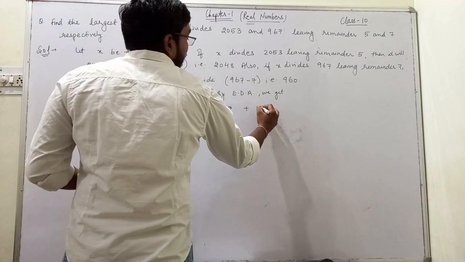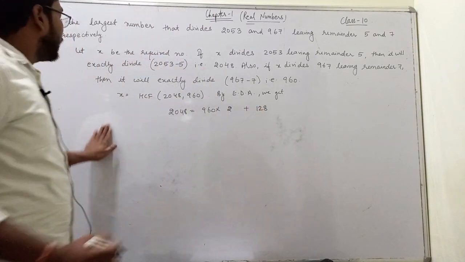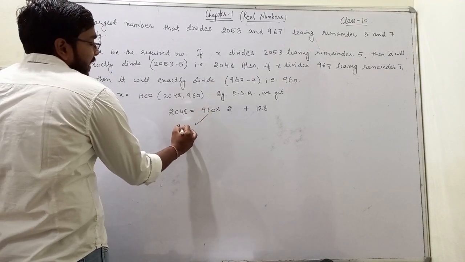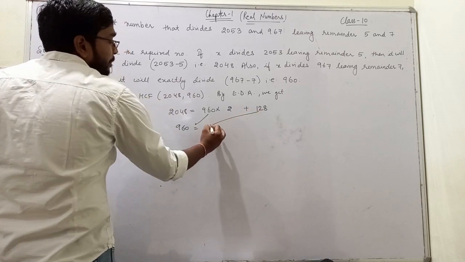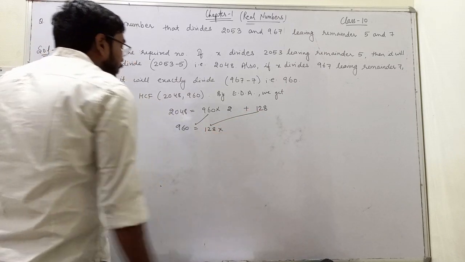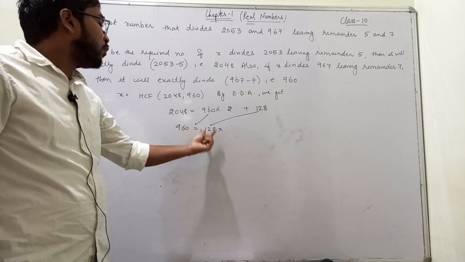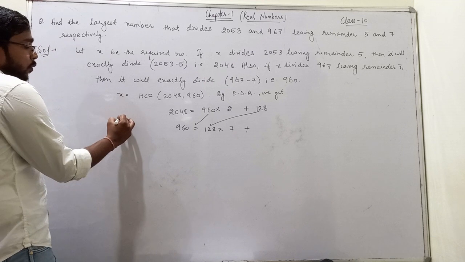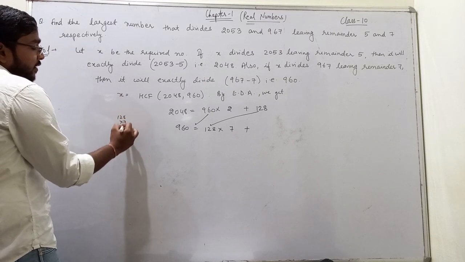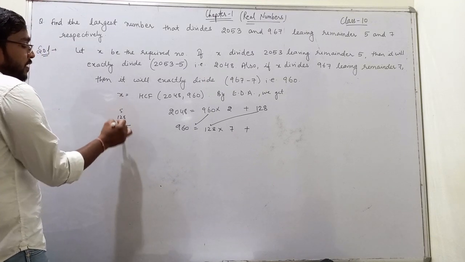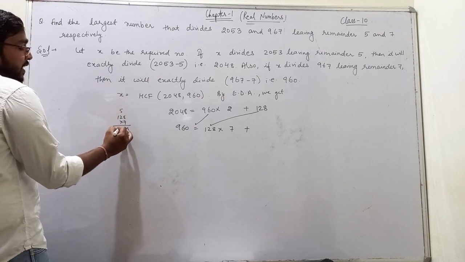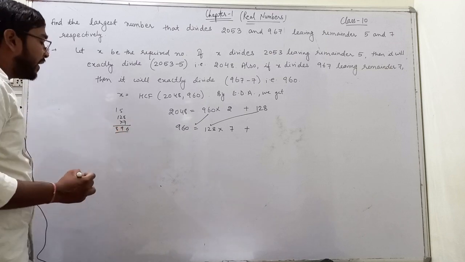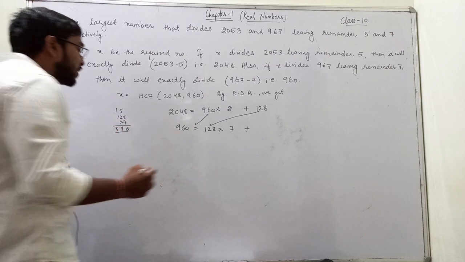We get a non-zero remainder. So I write 960 here and 128 will pop up here. Now 960 is divisible by 128 seven times, and the remainder: 128 times 7 is 896. I subtract 896 from 960, so the result is 64.